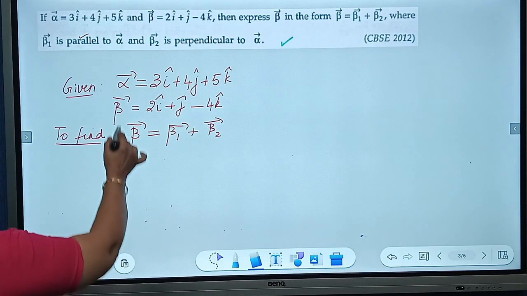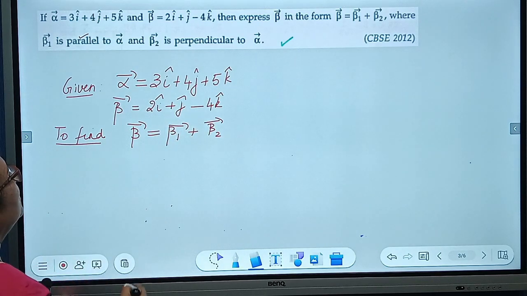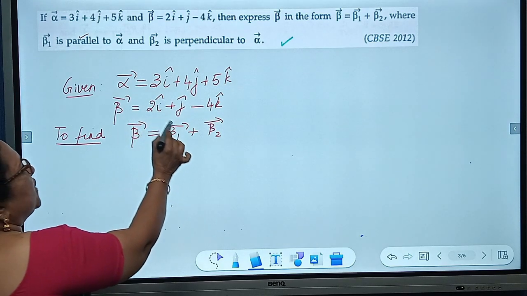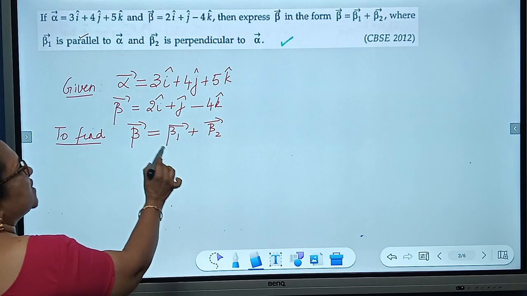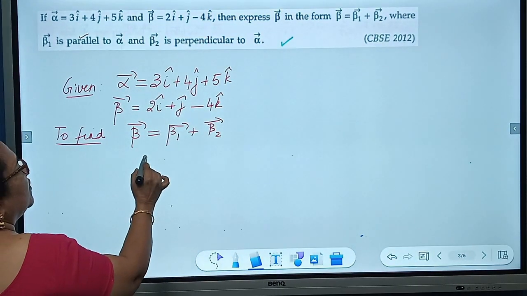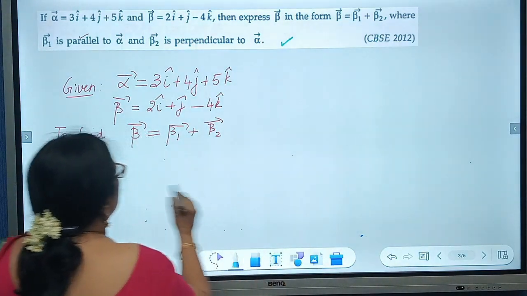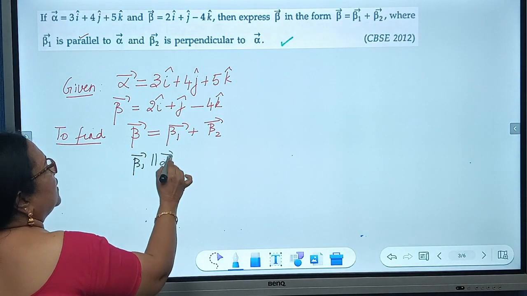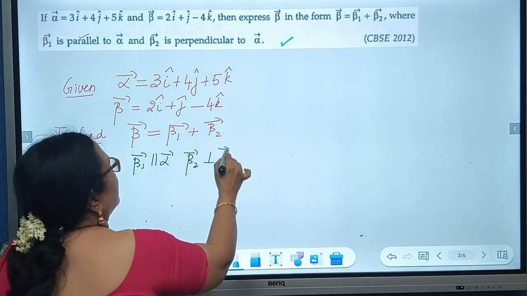Problem. You are given an alpha vector equal to 3i plus 4j plus 5k and you are given another vector beta vector which is 2i plus j minus 4k. You have to express beta vector as a sum of two vectors beta 1 and beta 2 where beta 1 is parallel to alpha vector and beta 2 vector is perpendicular to alpha vector.